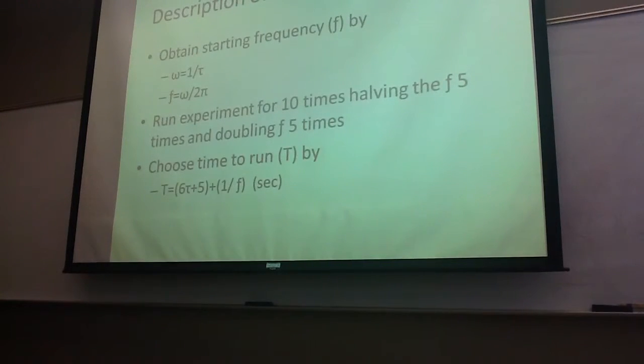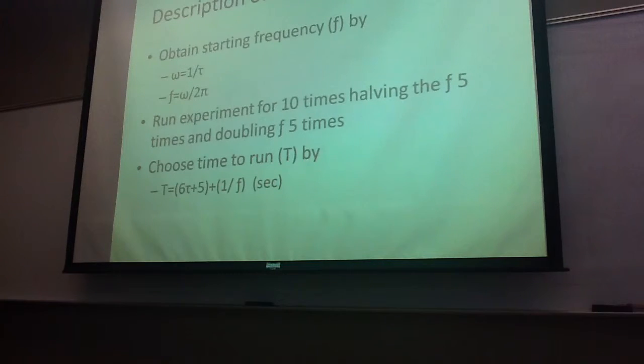So let's talk about some frequency. To start, we need to find a couple parameters here. We need to find omega here by our given data of our time constant and converting it into frequency. And then to find the amount of time we need to run, we took 6 times the time constant, add some time to it because it needs to be longer than that, plus the time it takes to make one cycle, which you can see in the bottom equation here.